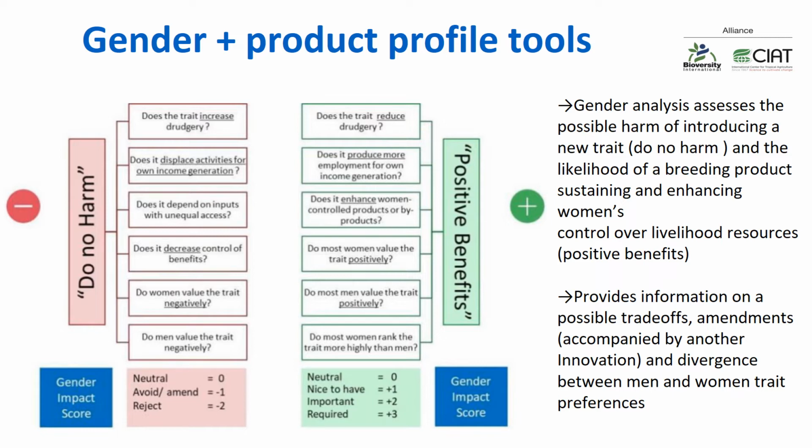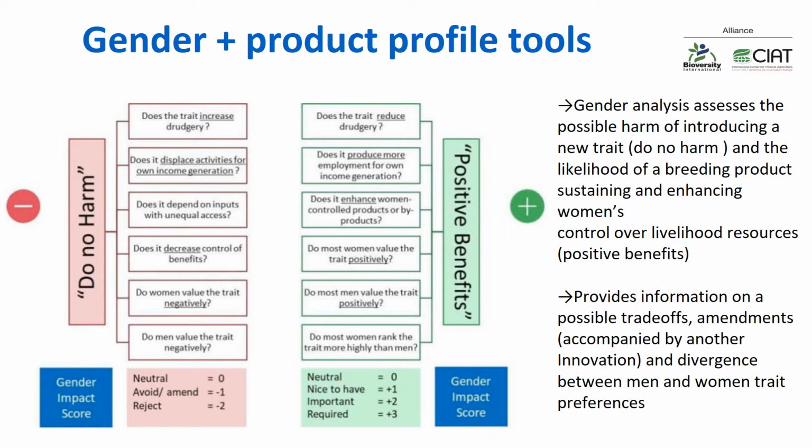then maybe it's better if we reject that trait, avoid it, or amend it. But if it's a trait, for example, that reduces drudgery and increases income generation for men and women, then possibly that's a trait that we should actually promote, making sure that we have it as one of the varieties that will be released, because in this case it's going to contribute to increased livelihoods for men and women farmers.